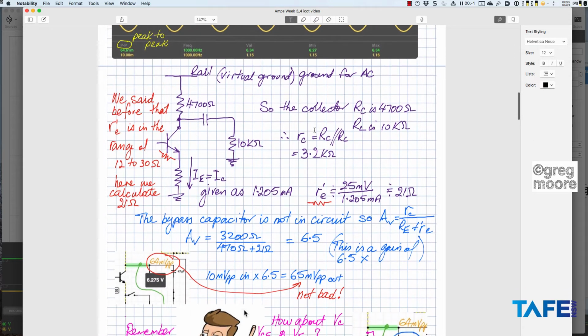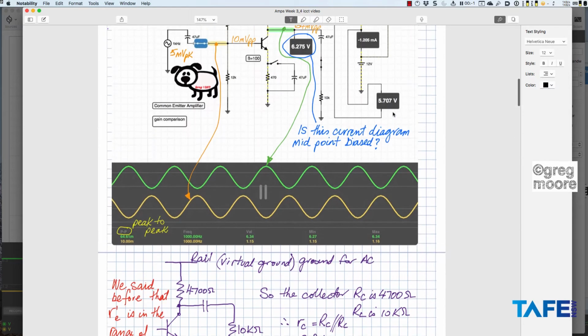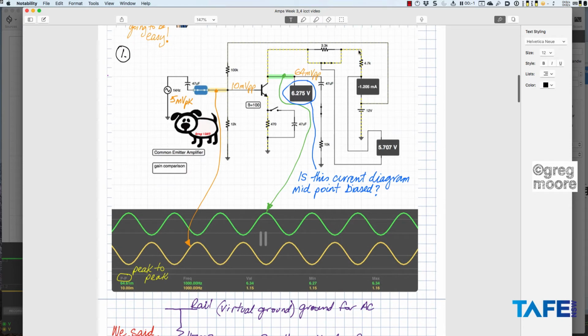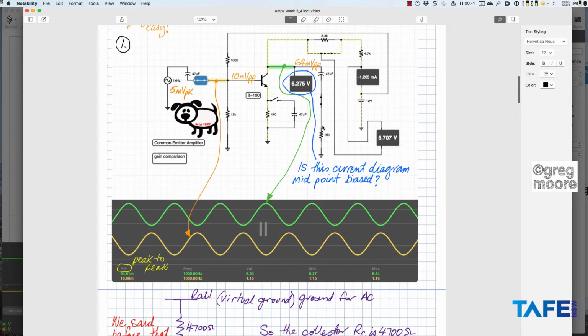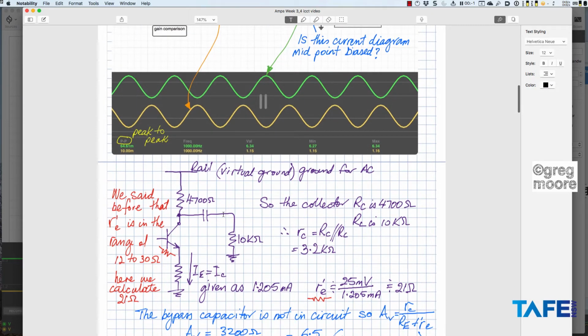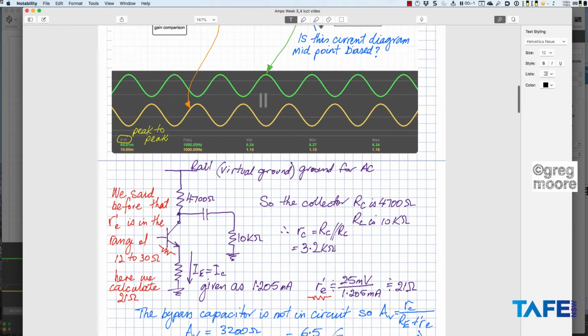So when I look at the gain in this, I have to know that RC is 4.7k, and in fact big R, big C is 4.7k. That's out of circuit. But what's happening with this 10k? 10k is connected to ground. Rail is a ground for AC, so in fact if you bring that ground down and put it next to this ground, you've got the 4.7k in parallel with the 10k. That gives me 3.2k. This is an AC situation, remember.